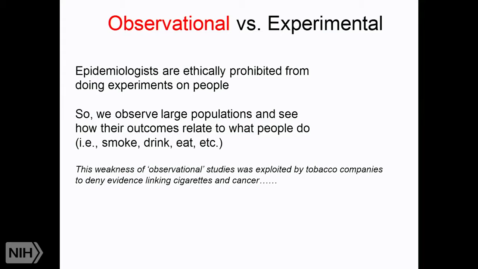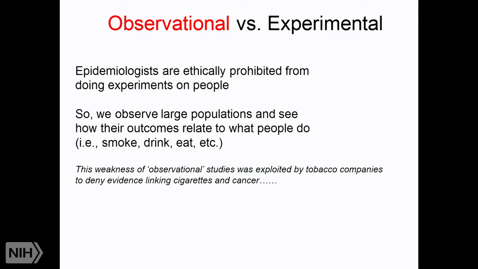So back to observational versus experimental. As I mentioned, epidemiologists are ethically prohibited from performing experiments on people. So we observe large populations and then relate their outcomes to what people do, to key exposures.